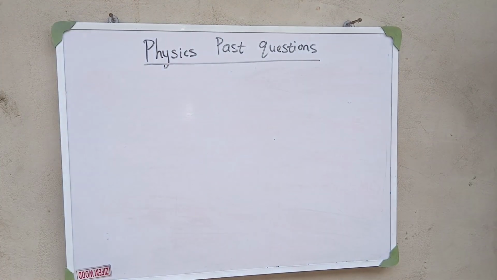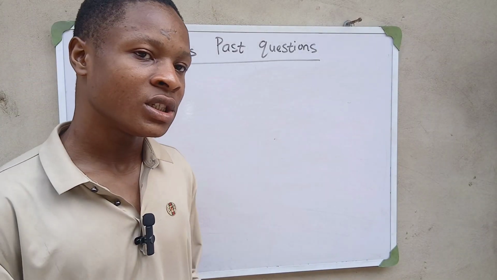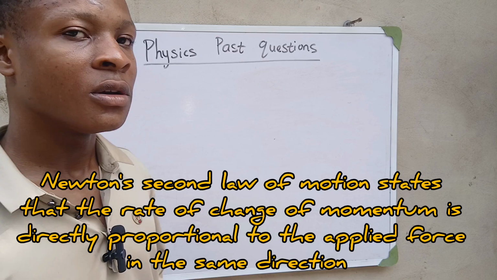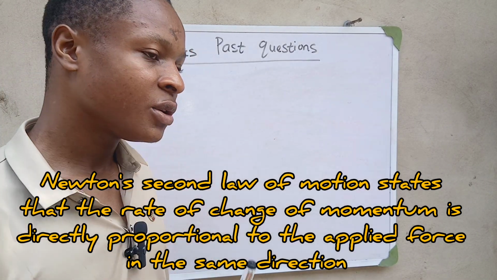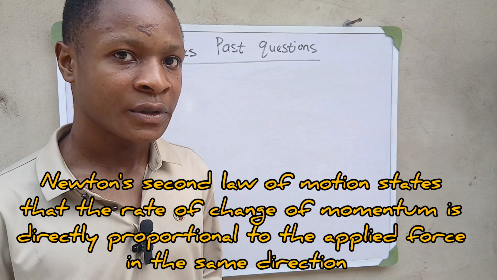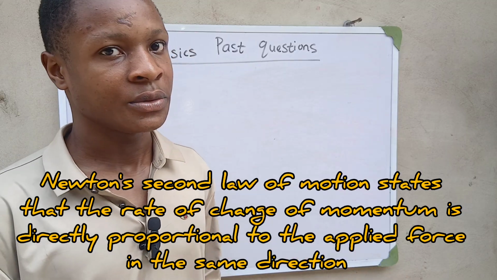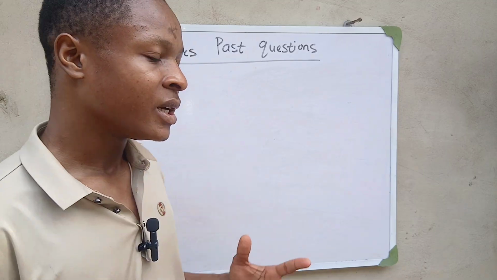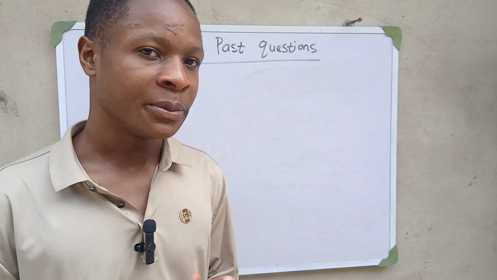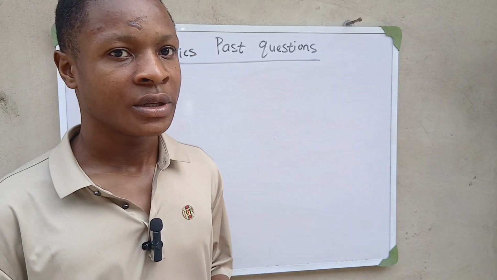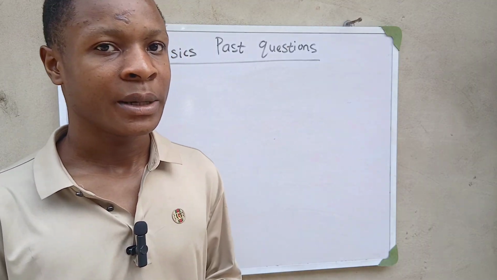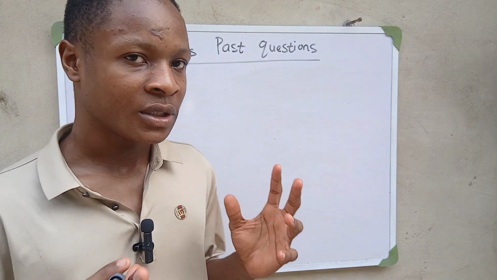So first, the question says, what is Newton's second law of motion? Newton's second law of motion states that the rate of change of momentum is directly proportional to the applied force and in the same direction. So what does this mean? It means that the more force you apply on a body, the more the acceleration, and the more mass on a body, the more force you need to apply. That is just what this law is saying.